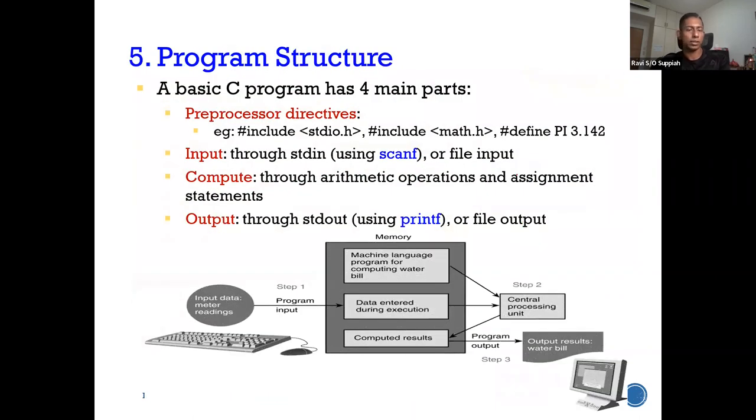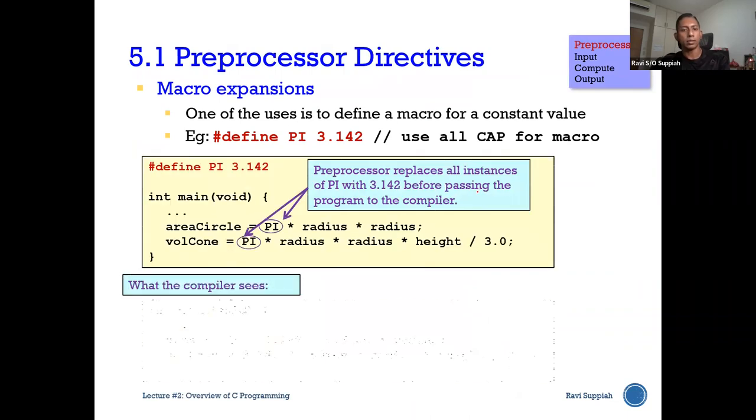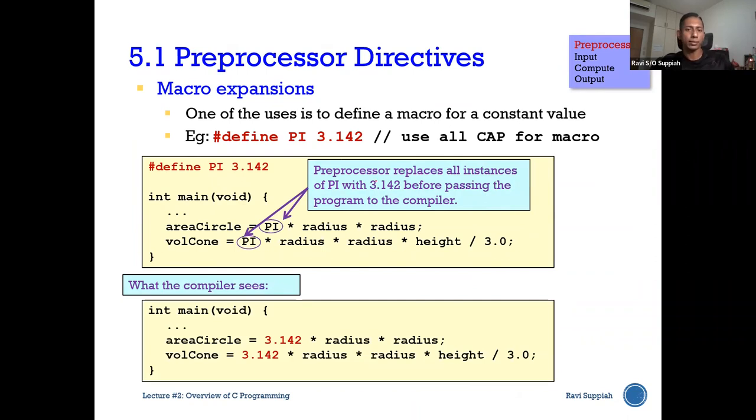Okay, so our program structure, which I think we just went through: the preprocessor directives, input, compute, and output. I will not go through this too much, but the key advantage of the preprocessor directives is that you can specify a value upfront, and the compiler will replace this preprocessor name with the actual value before it compiles the code. So the key advantage is you can change it in just one location and it gets updated everywhere else.